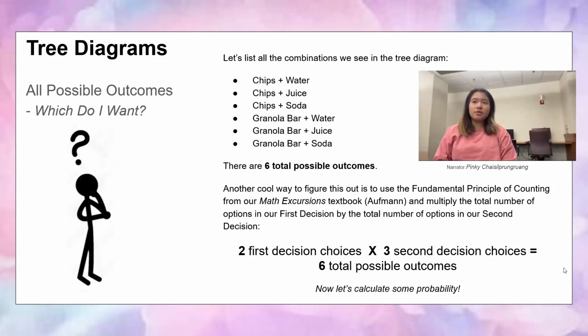Let's list all the combinations we see in the tree diagram: chips and water, chips and juice, chips and soda, granola bar and water, granola bar and juice, and granola bar and soda. There are 6 total possible outcomes. And there's another cool way we can do this, which is using the fundamental principle of counting from our Math Excursions textbook, and multiply the total number of options in our first decisions by the total number of options in our second decisions, which is 2 first decision choices multiplied by 3 second decision choices. 6 total possible outcomes is our answer.